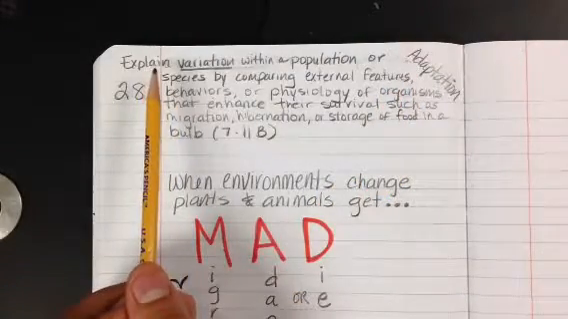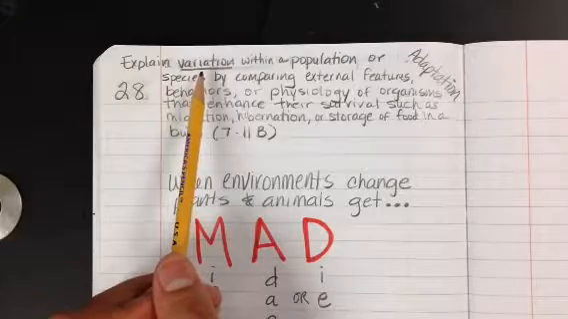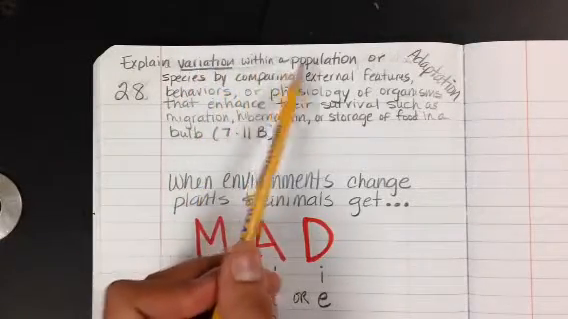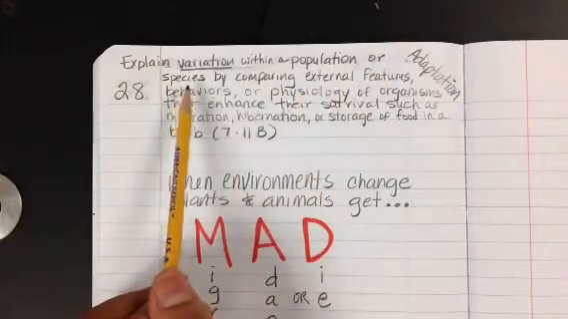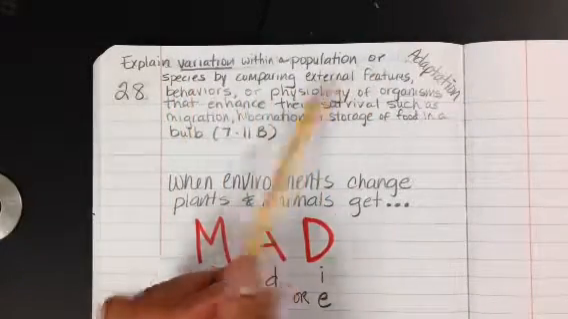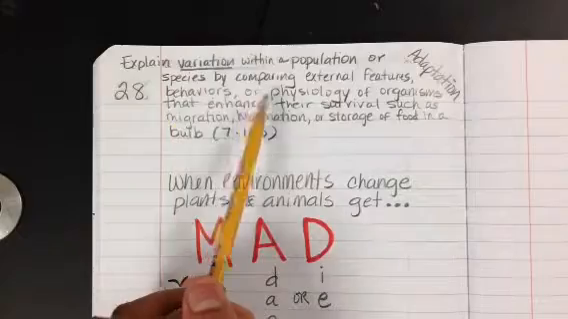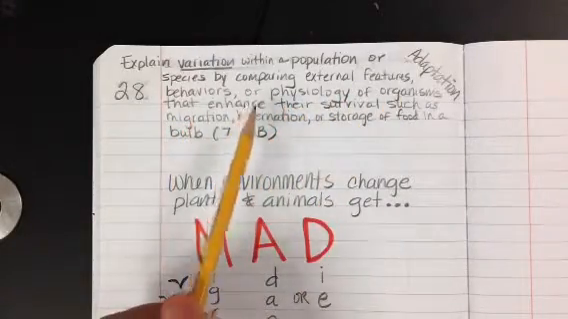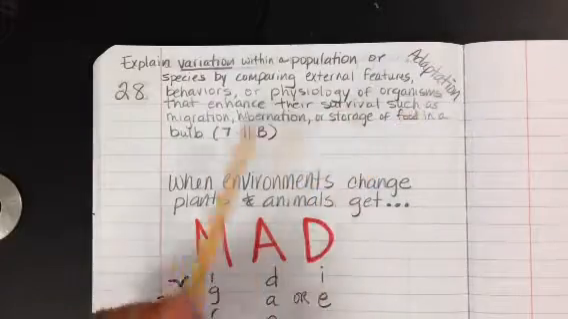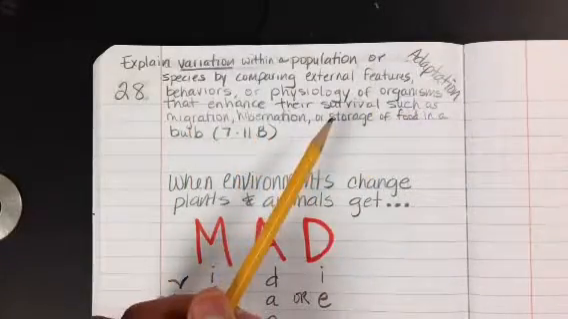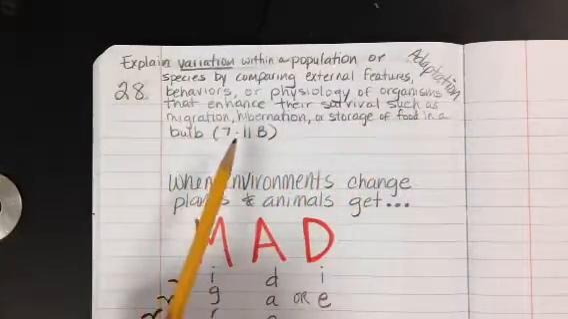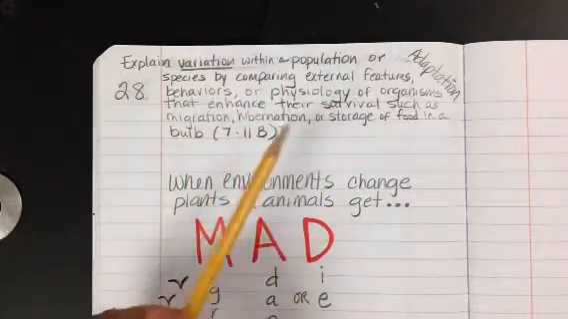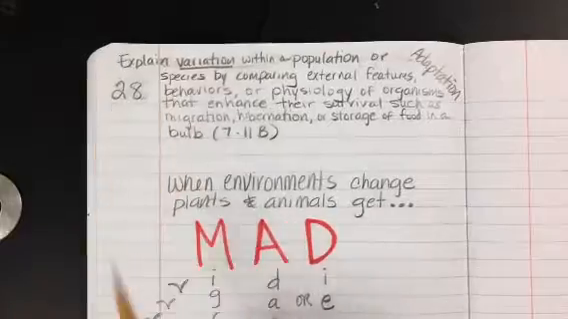Right? The TEKS say explain variation, and underline that word because it's key, within a population of species by comparing external features, behaviors, or physiology of organisms that enhance their survival, such as migration, hibernation, or storage of food in a bulb. 7.11B. Make sure that you write all of this down. You can pause this video at any time.